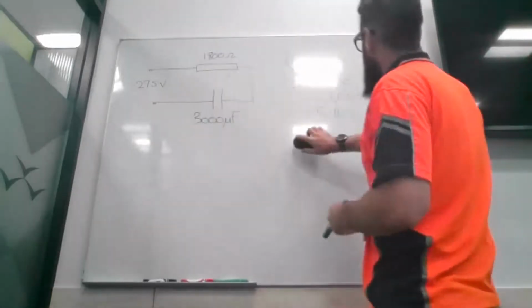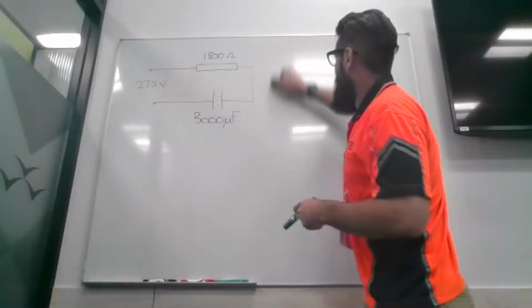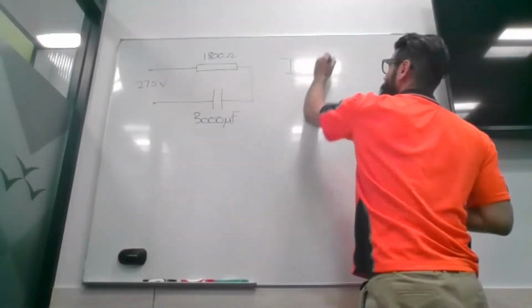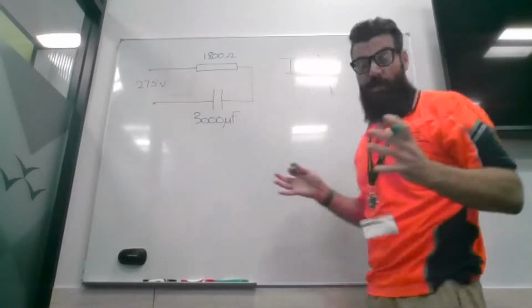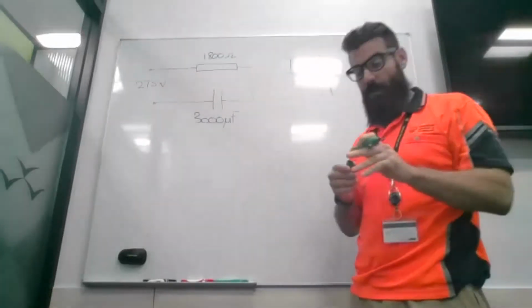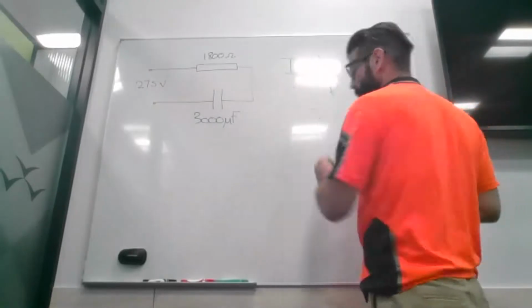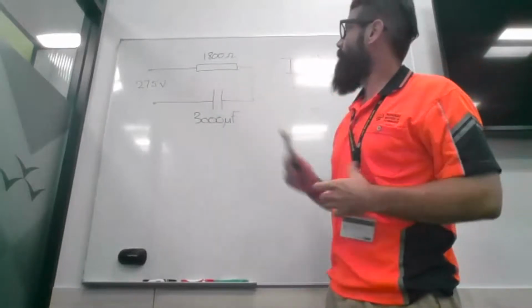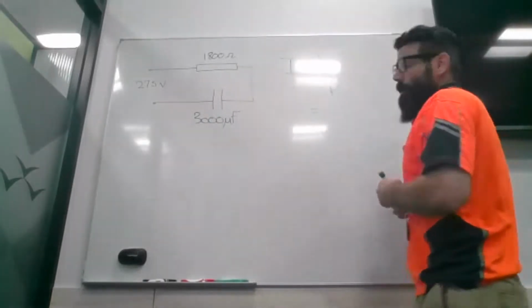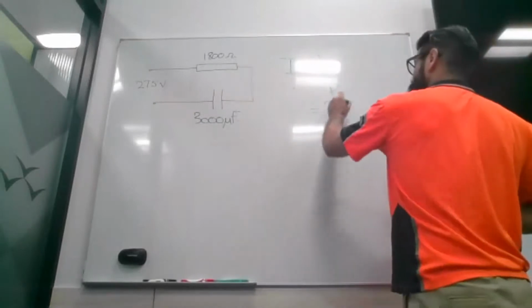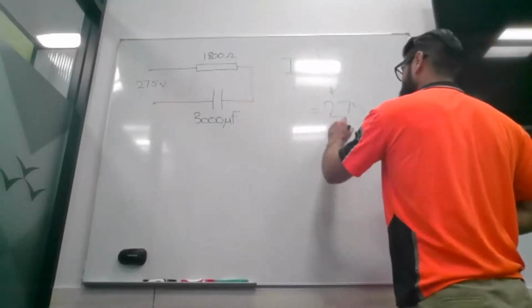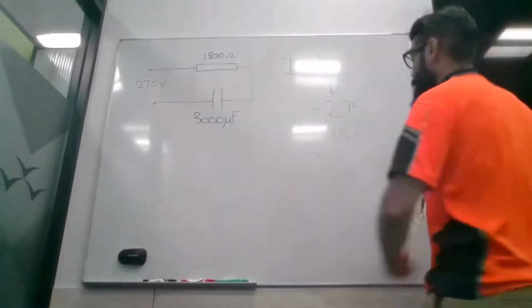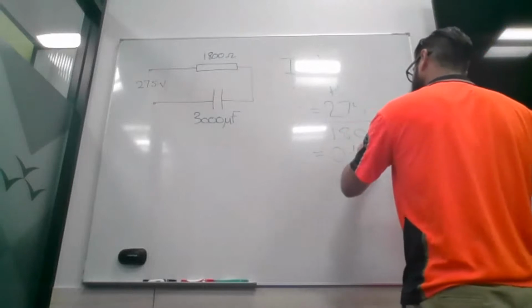This one is nice and easy. This is something we should have done 1,000 times before: my current is going to be I equals V over R. Just like any resistive circuit, we just follow Ohm's law on this one. So V over R, in this case, 275 divided by 1800. The answer for my one is 0.153 amps.